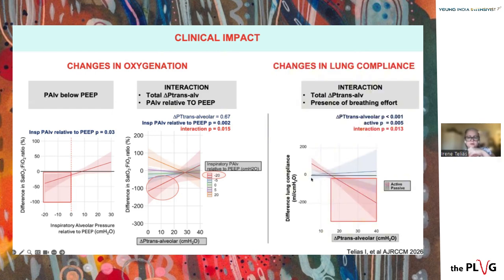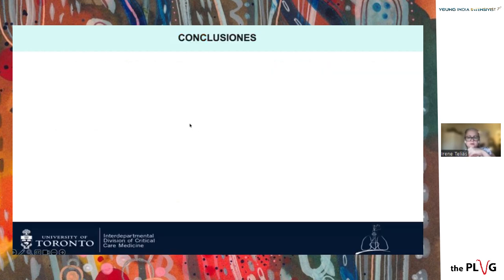And then regarding the changes in lung compliance, if you see all patients together, there was no change in compliance with higher driving transalveolar pressure, except in patients where the increase in driving transalveolar pressure was due to inspiratory effort, which is this negative. So the excess contribution of inspiratory effort to the overall stress might have a negative consequence on lung compliance, okay?